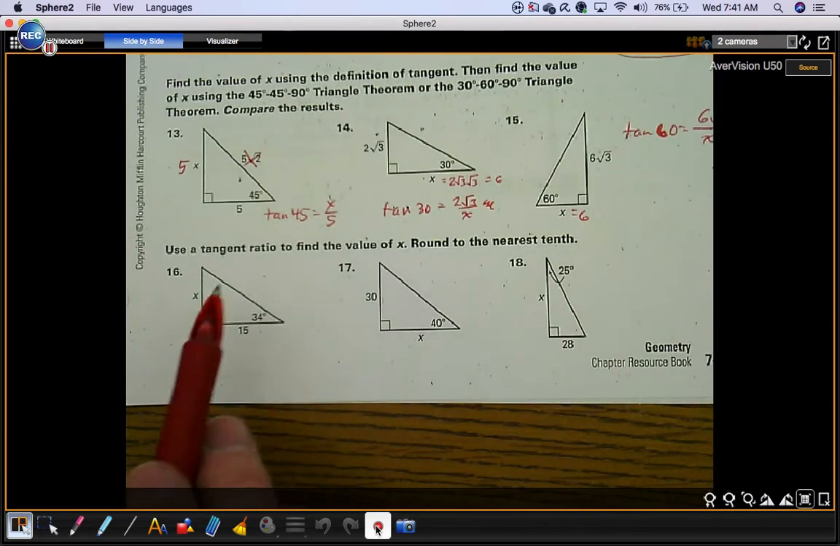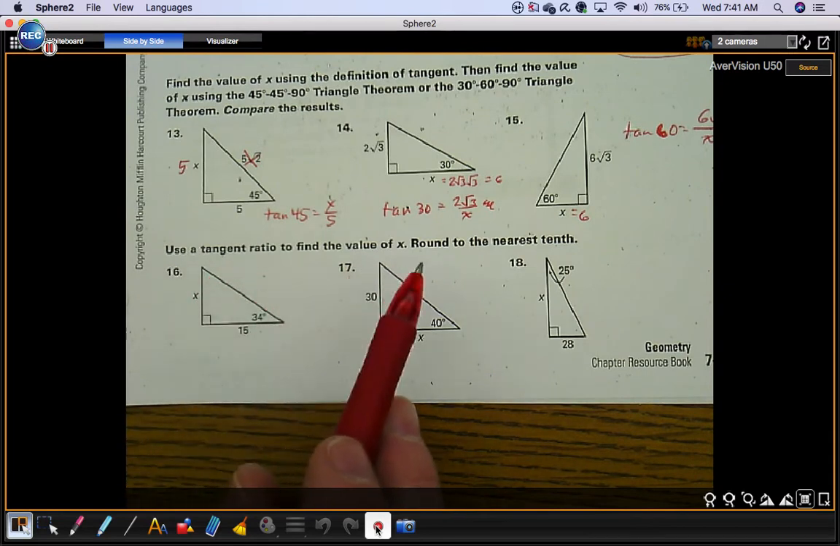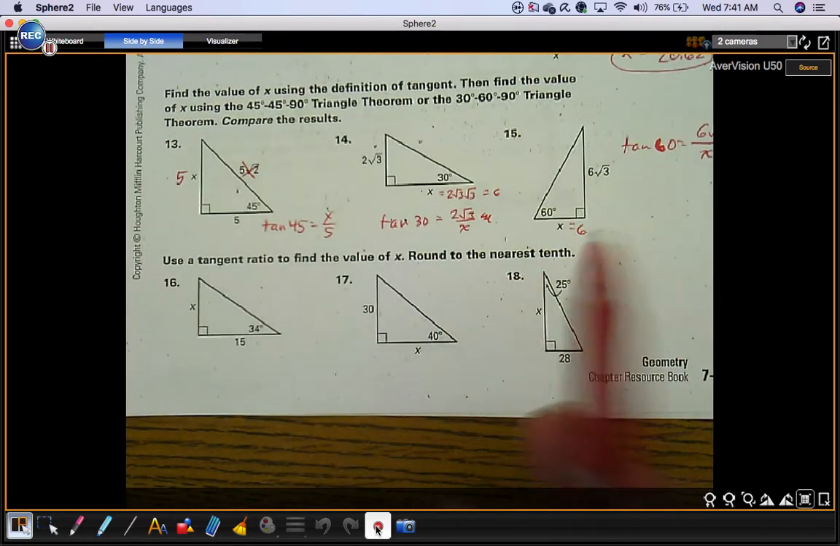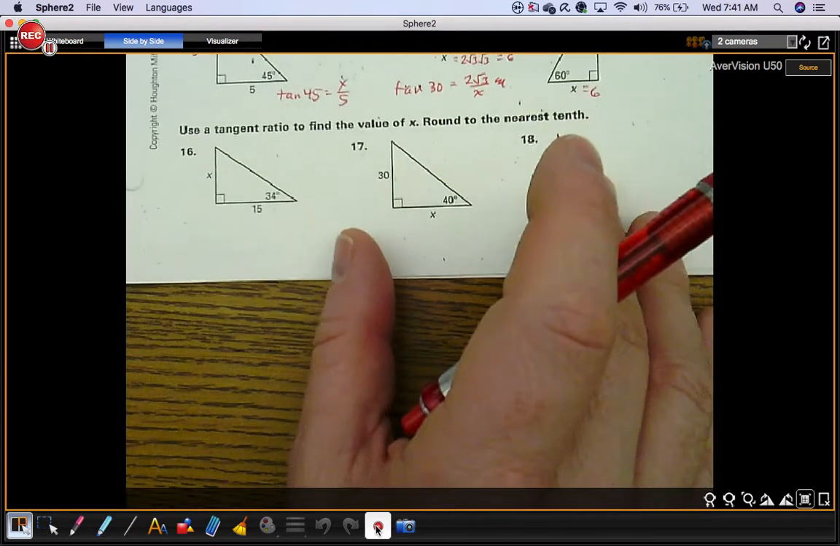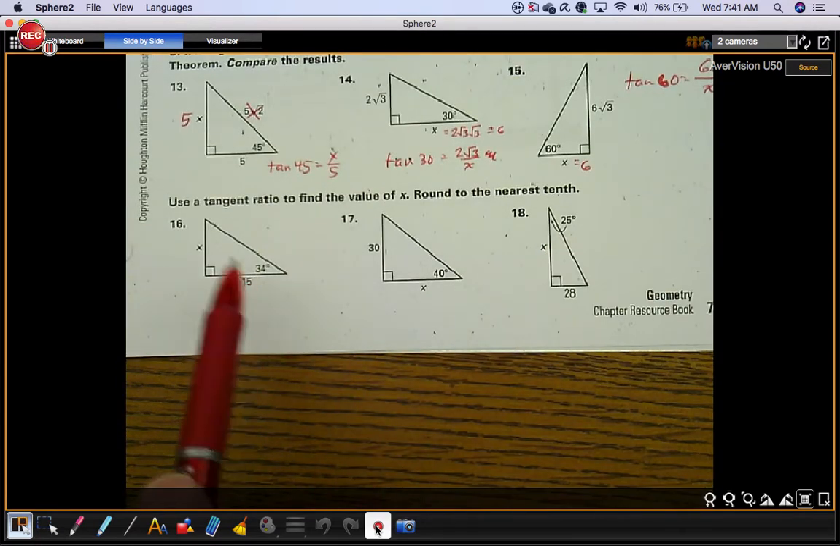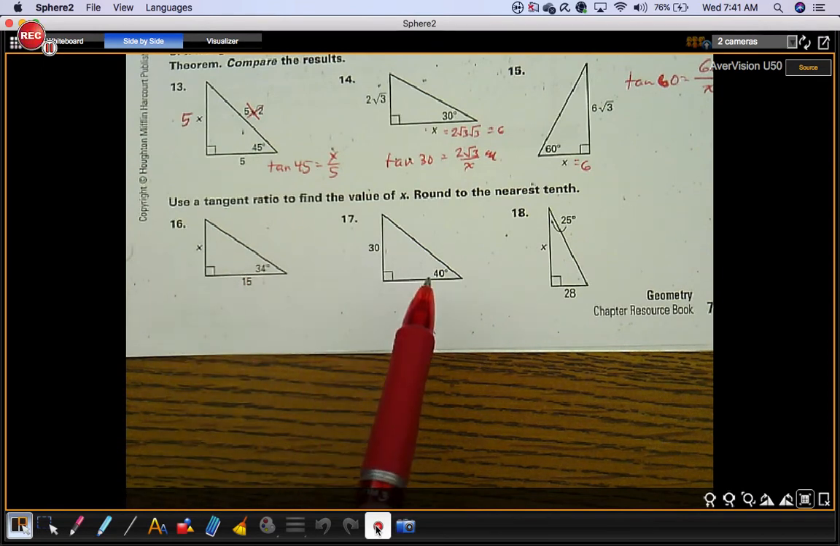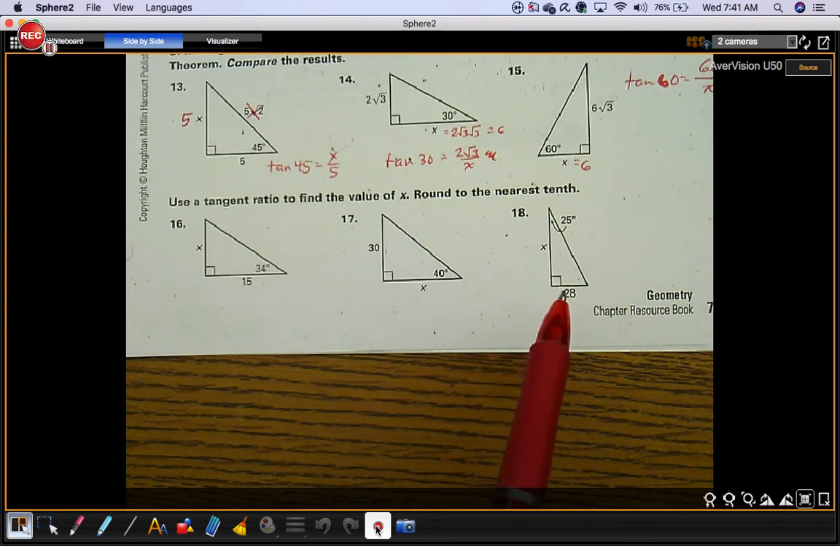Okay, this next section, use a tangent ratio to find the value of x, round to the nearest tenth. I'm going to round to the nearest hundredth. That's just like the ones we did here. Okay, nothing different. We know we're using tangent in all of these because we have a leg, we want a leg. It just depends on whether you're multiplying or dividing.